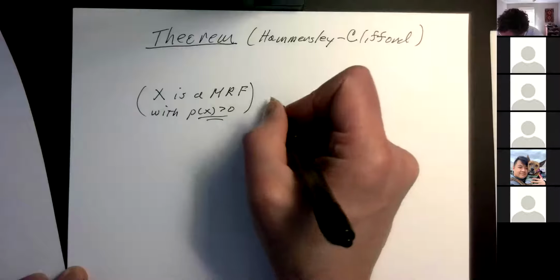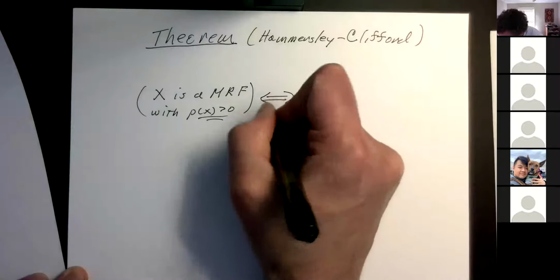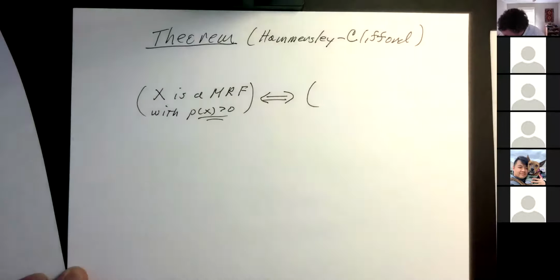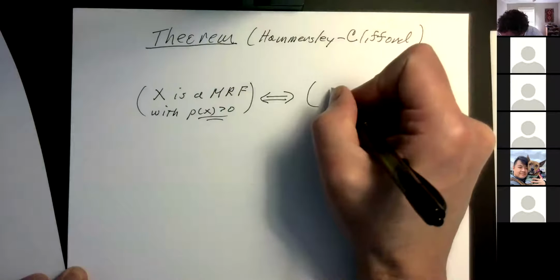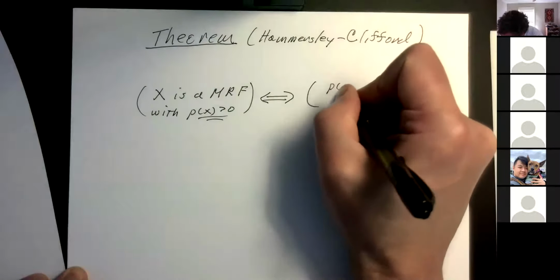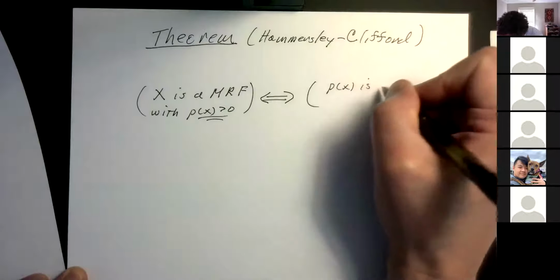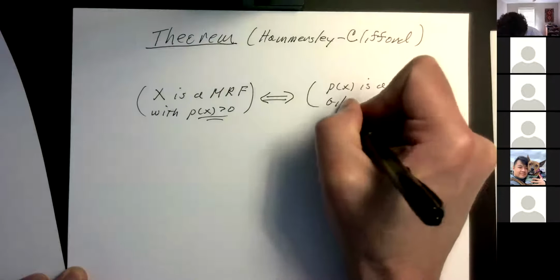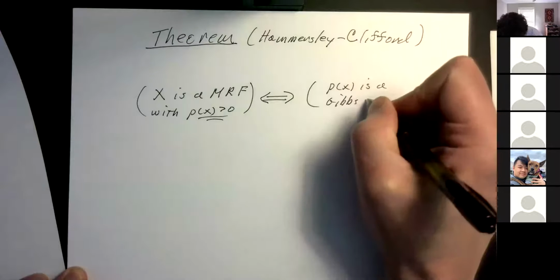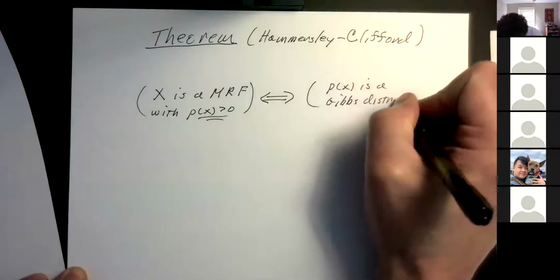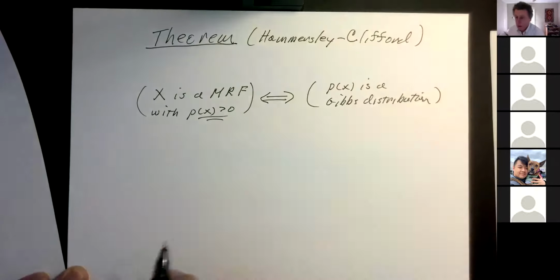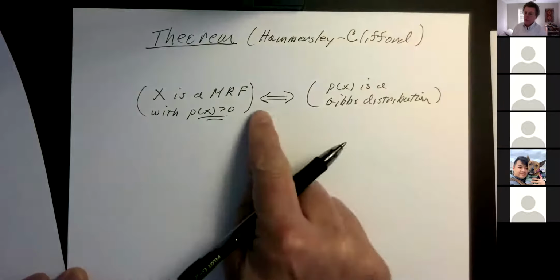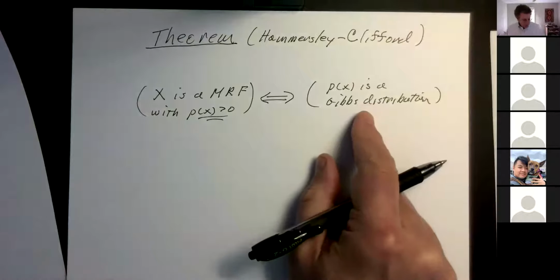That if it's a Markov random field, then it has to be possible that you can write P of X as a Gibbs distribution. Okay, so this is an if and only if condition. So why is this important?